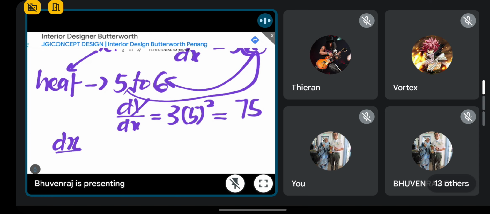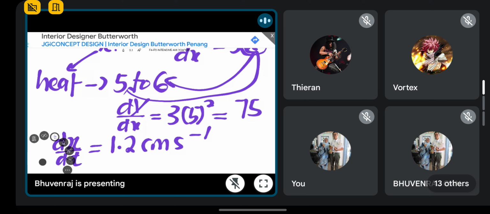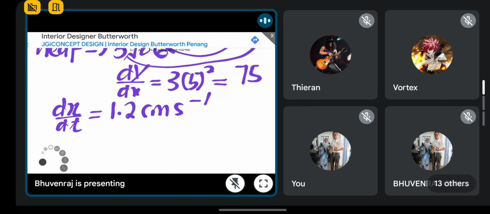Okay, so let's say I give you another info over here. Let's say lah, the rate of increase. Yang ni soalan akan bagi kat kamu. Let's say the increase is 1.2 cm per second. Okay, diberi kat kamu juga. So now they want you to find what is the rate of change of volume. Apa kadar perubahan isi padu kubus ini?